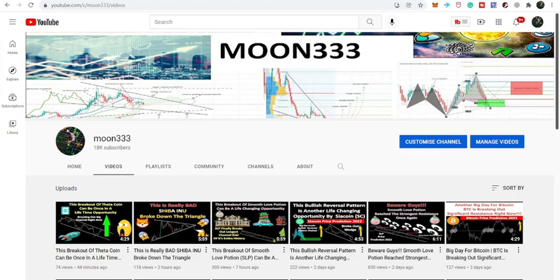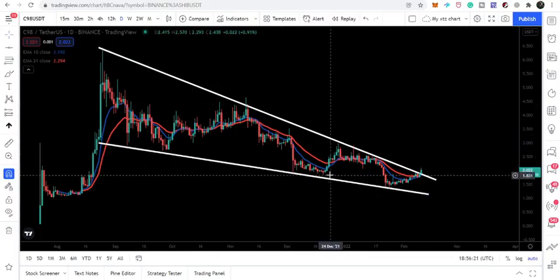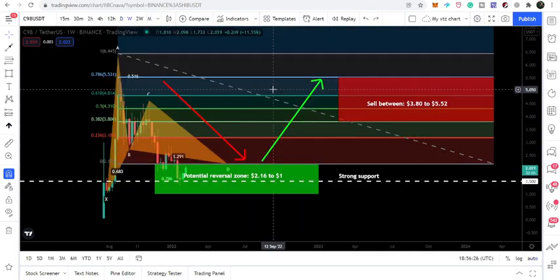Today we will look at this breakout of C98 from this falling wedge pattern, and also I want to show you this big harmonic bullish reversal setup as well.